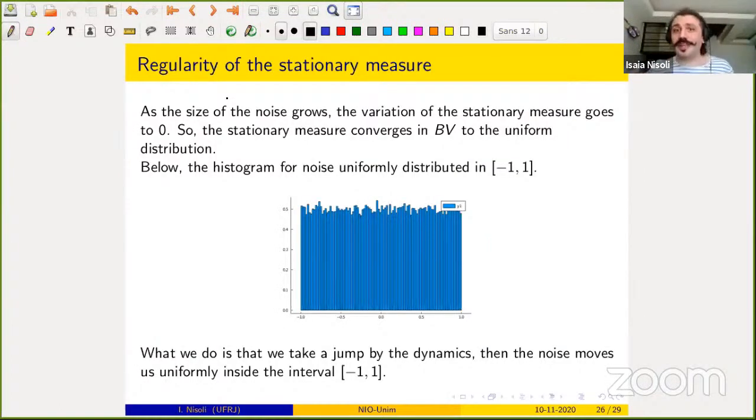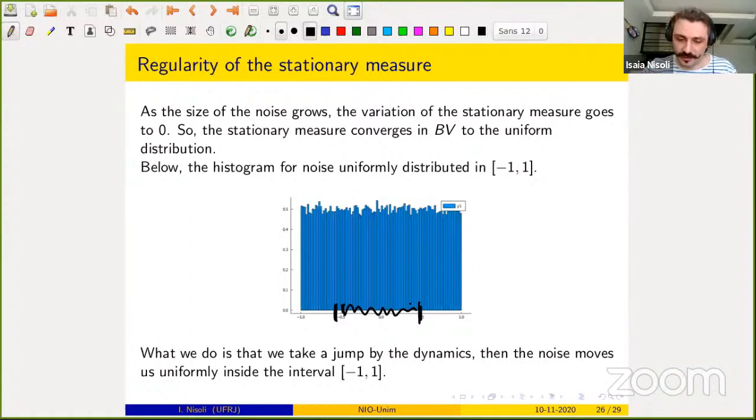Okay, so what happens when the size of the noise is big? When the size of the noise is big, we are making a jump by the dynamics, and then the noise is moving us uniformly, essentially inside the interval minus one, one. Okay, so what happens is that we are going to visit the contracting part of the system much more often than we were doing before.